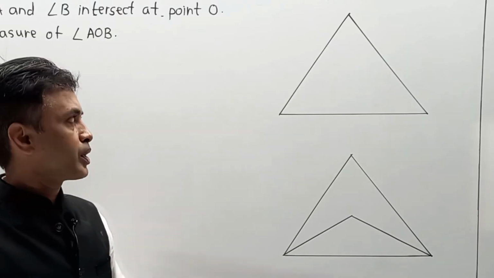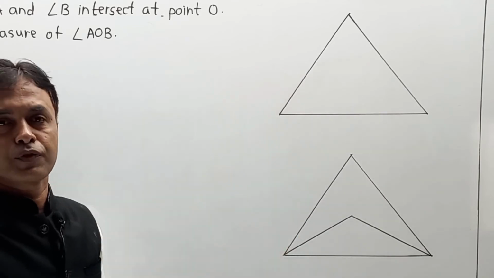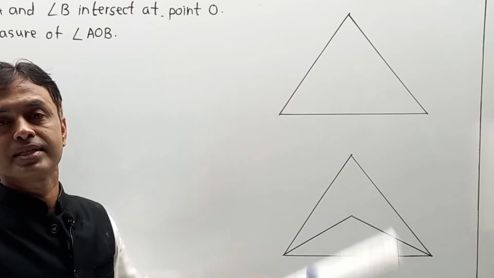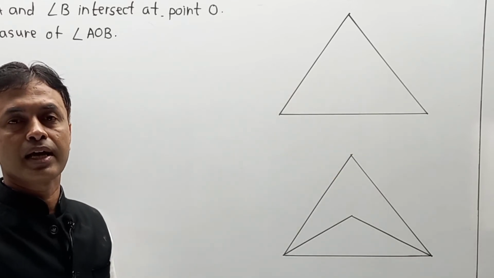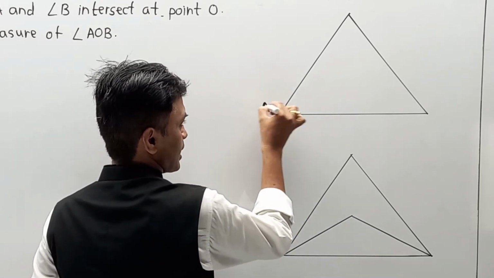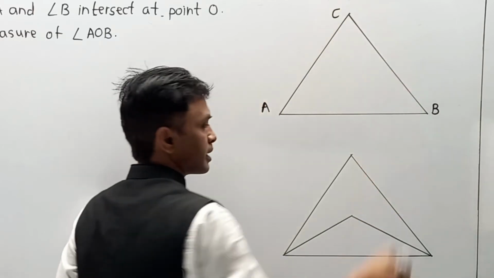When you are going to understand this numerical, first of all, try to understand it from the diagram point of view. Let us say this is the triangle for which they are discussing. First of all, we have to draw the angle bisectors of angle B and angle C. So angle B and angle C, I am going to draw at the bottom. Let us say this is triangle ABC.